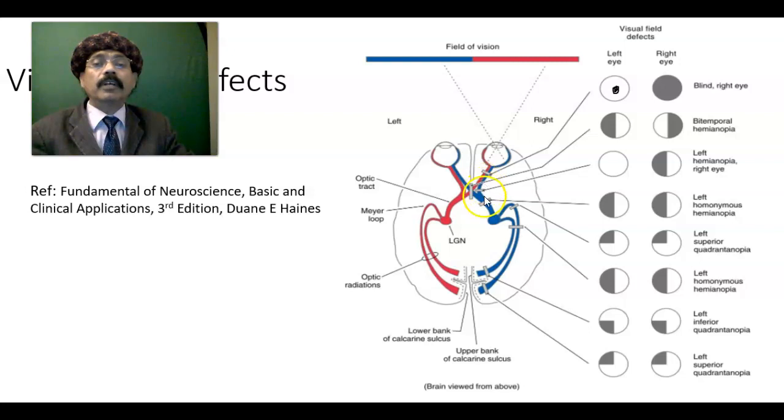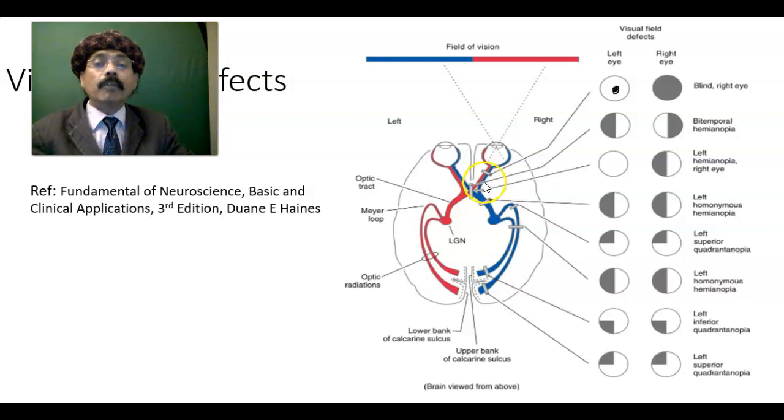Okay, what happens if the nasal hemiretinal fiber is cut here? Suppose some nasal fiber is cut here. What will happen? Then the nasal fibers cross. So both of these are nasal fibers. If they are cut, we'll get bitemporal hemianopia.